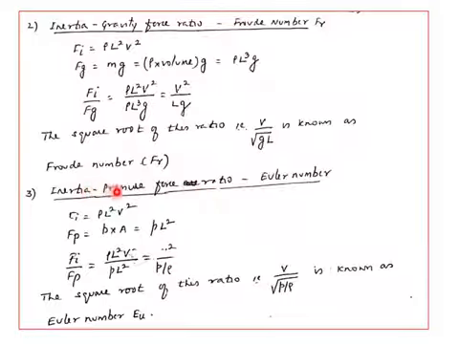Now the ratio of inertia force to the pressure force is the Euler number. Here the inertia force is rho L square v square. What is pressure force? It is nothing but pressure intensity into area, so p into L square. So the ratio of inertia force to the pressure force is rho L square v square by p L square. L square cancels, so we have v square by p by rho. If you take the square root of this ratio, that gives what is known as the Euler number. So it is nothing but v by root of p by rho.